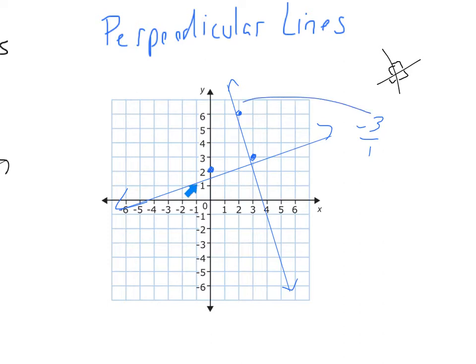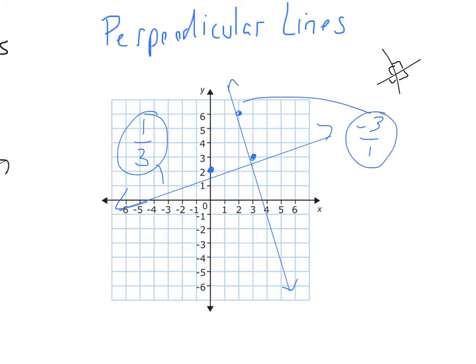Now what about this one right here? Well, I know this line crosses through that point and that point. How do I go from one to the other? Well, to go from here to here, I would rise 1 and then run 1, 2, 3. So I'm rising 1 and running positive 3. So we got a positive 1 over positive 3.